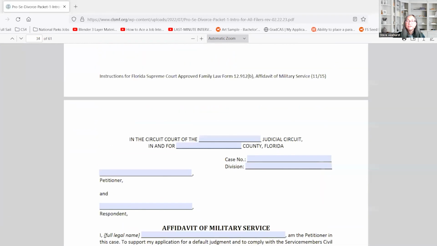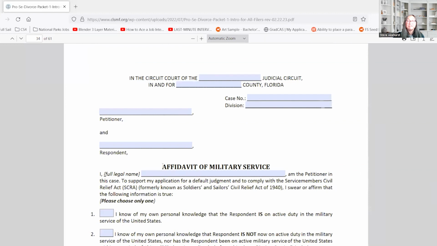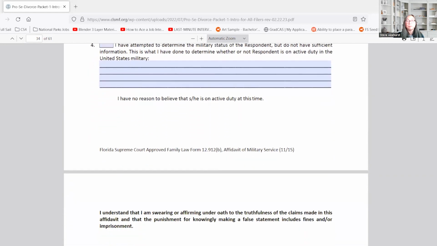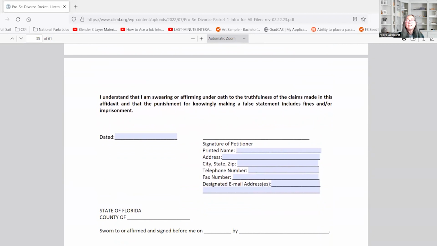Just for brief information purposes, anything that says affidavit on top, you have to get notarized, and it's very important that you understand the purpose when you're filing an affidavit. An affidavit is as if you're swearing under oath when the judge is questioning you in person. When you're signing this form, you will see it says, I understand that I am swearing or affirming under oath to the truthfulness of this claim and that there is punishment for knowingly making a false statement. Basically, what it says is that I'm telling the truth. If I'm lying, I could get fined and/or go to jail for contempt or for perjury, or lying under oath. That's what it is.